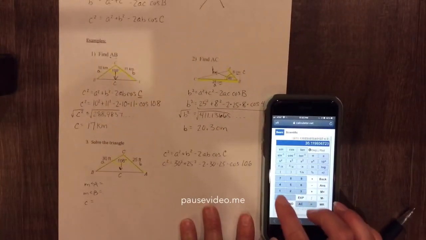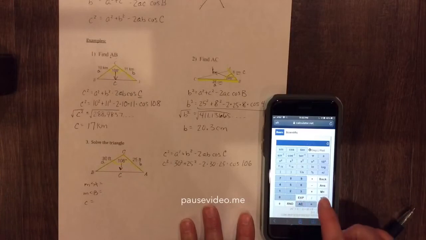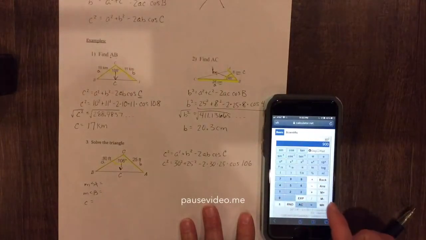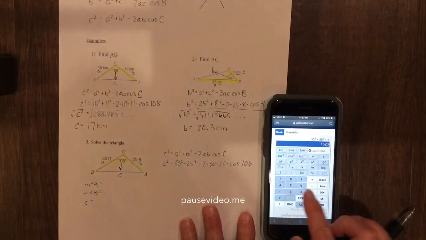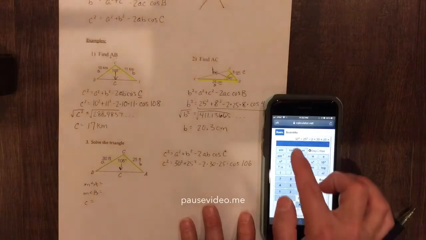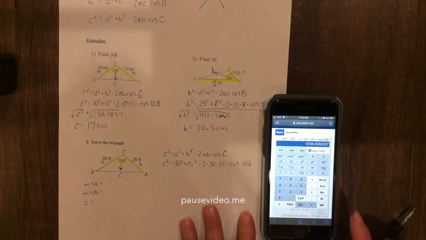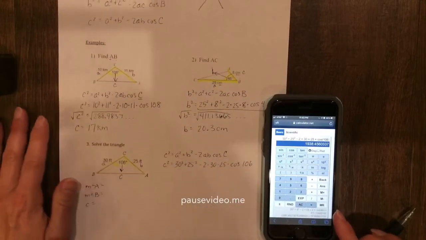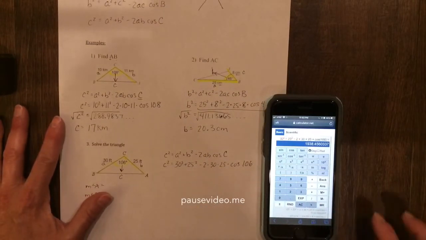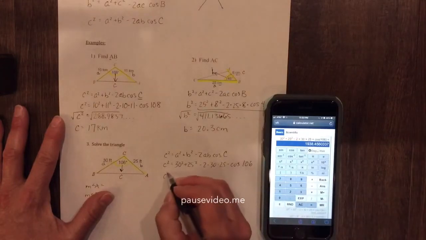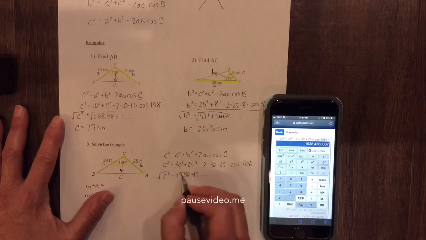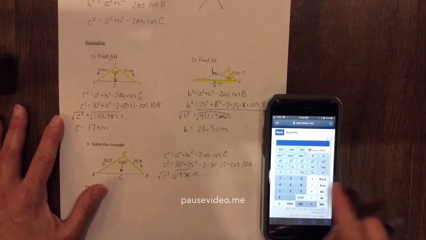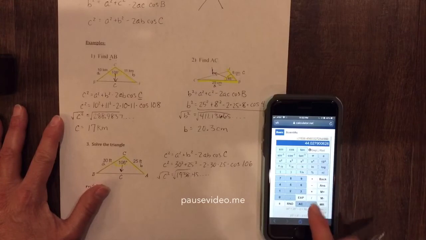Let's go. 30. Oh, I need to clear this. 30 squared plus 25 squared minus 2 times 30 times 25 times cosine 106. I hope I typed that in right. It looks good. I hit equals and I get this number, but that is equal to c squared. So what do I do to get c? Square root. So I'm going to take the square root and use that answer button and hit equals.